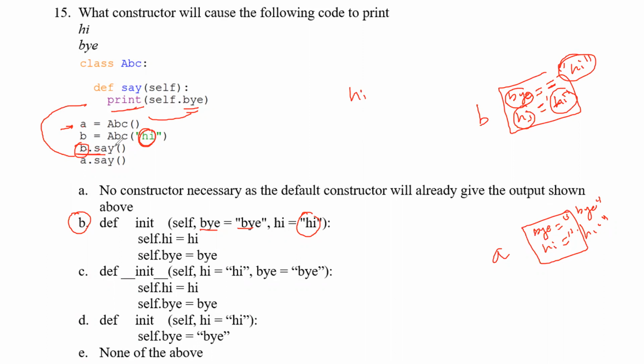What does it mean b dot say high? It means go to the object B and say high. What does it mean say high? It means that go to the argument by, because this is a say high, and print it. What's inside by? High, so it's going to print high.